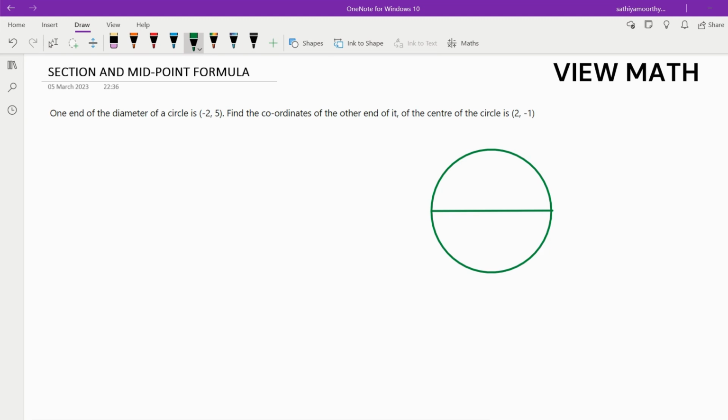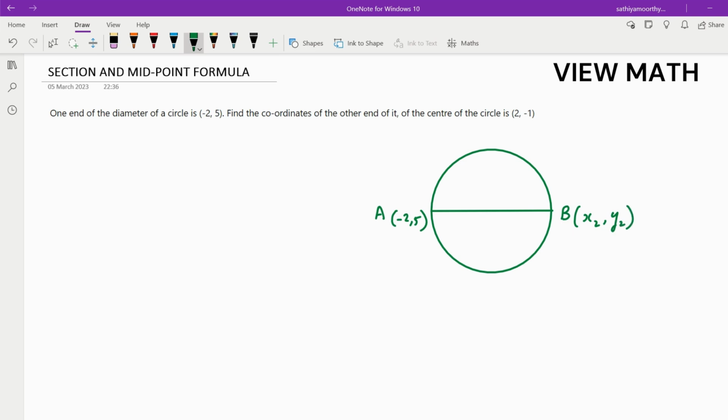Now let's see the next problem. One end of the diameter of the circle is (-2, 5). Find the coordinates of the other end of it, if the center of the circle is (2, -1). So what they have given is that one end of the diameter of the circle is (-2, 5). So let me take this point as (-2, 5). Now this is my A. Find the coordinates of the other end of the circle. So this is B, which I have to find out. Let me take it as (x2, y2).